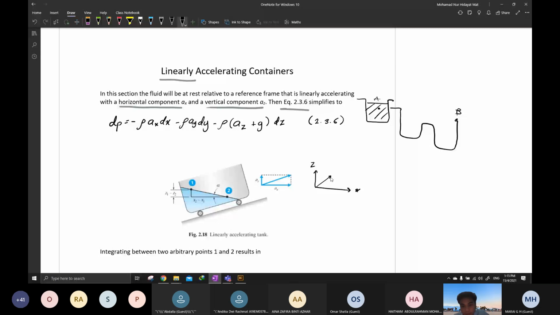The y is not involved in this case, as you can see in this kind of motion. So we can omit the value of y here. We can cancel. So what we have here is dp, the change of pressure between two points, let's say point 1 and 2, equal to the same thing, negative rho ax, this is acceleration in the x component, dx, minus this kind of term, rho g plus, alright. So you can have the same thing.